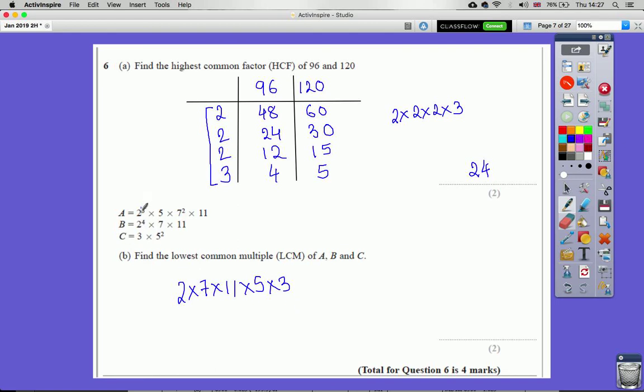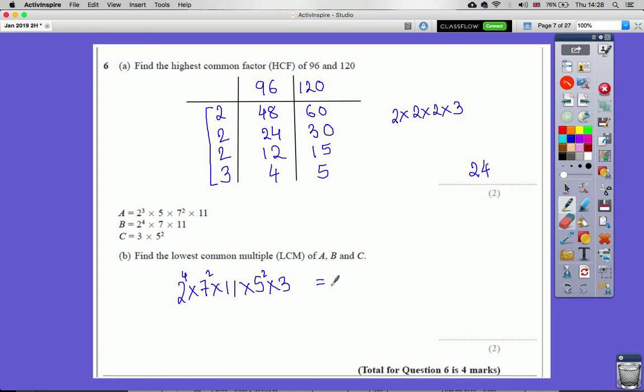So between 2 to the power of 3 and 2 to the power of 4, 4 is highest. For 5, 5 squared is the highest. For 7, 7 squared is the highest. For 11 and 3, both of them have a power of 1, so leave it as 11 and 3. And these numbers multiplied together will give you your lowest common multiple.